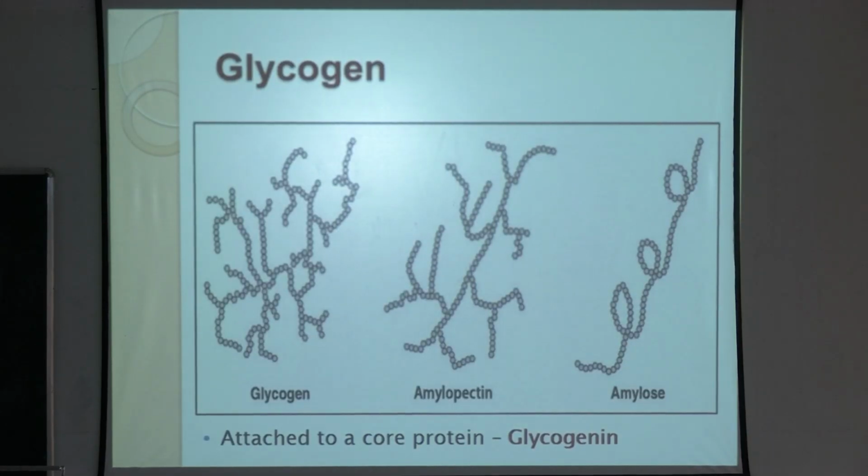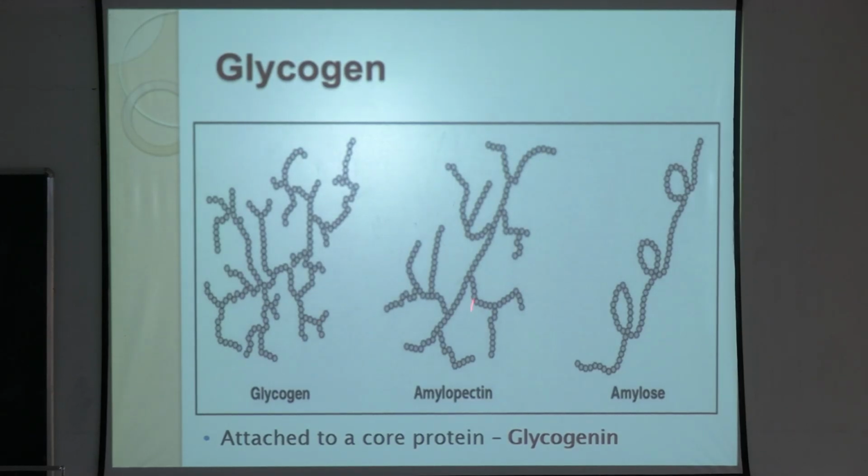Now come to glycogen. Glycogen is also a polymer of alpha D glucose molecules. But where is the difference between amylose, amylopectin and glycogen, other than the source or the origin? These are plant origin, this is animal origin. Other than that, the branching of glycogen is more.